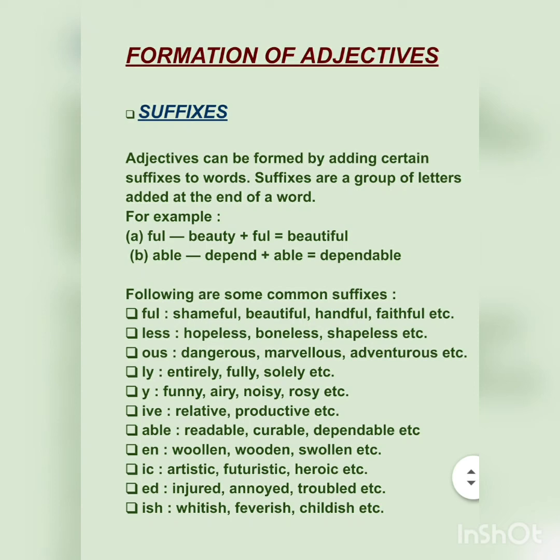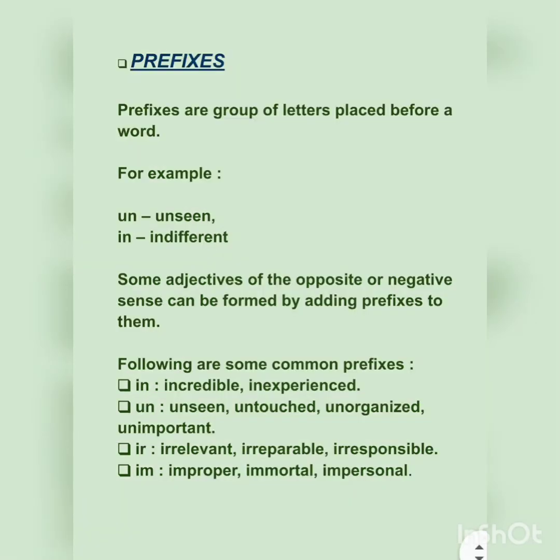So किसी भी noun के अंदर इस तरीके के suffix को जोड़ के हम adjective बना सकते हैं. An adjective can also be made by using prefixes. Now what is a prefix? Prefixes are group of letters placed before a word. Prefix क्या होते हैं? Pre plus fix, जो किसी भी word के पहले लगते हैं.